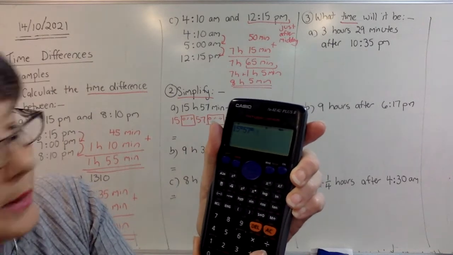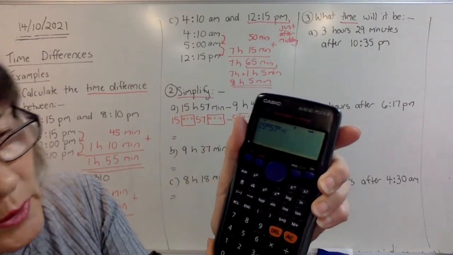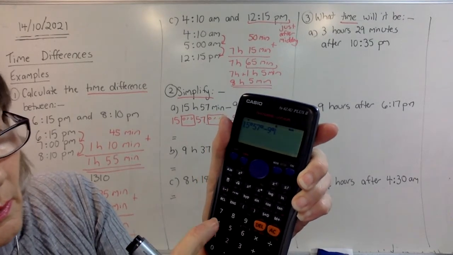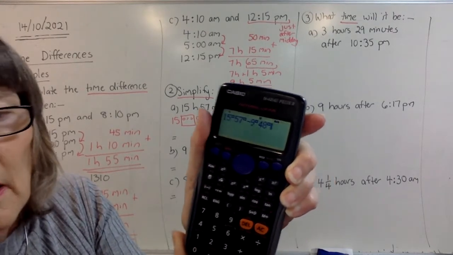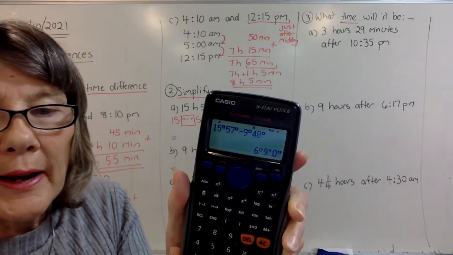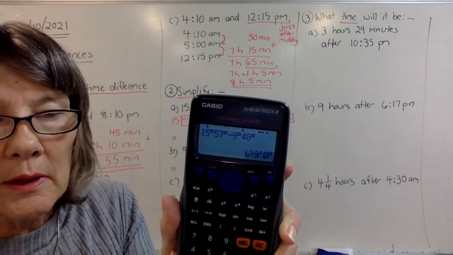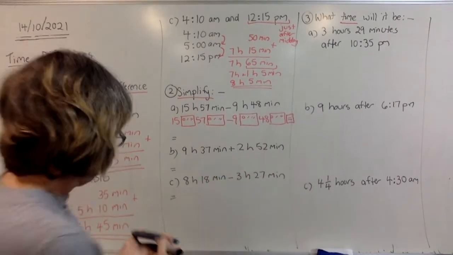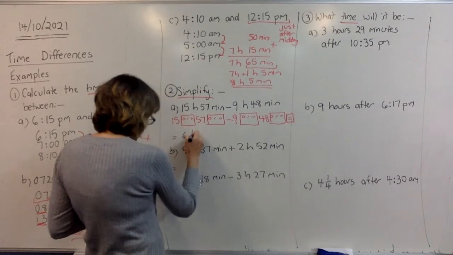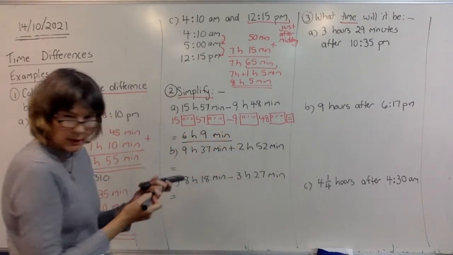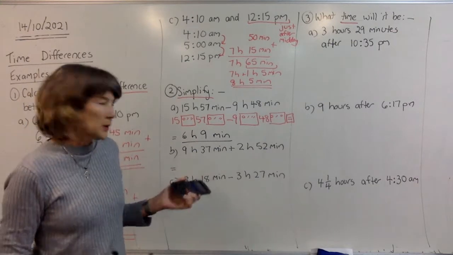Now we press our minus, and we want to do 9 hours, 48 minutes, so we're doing 9 hours, 48 minutes. Then we press equals. Now that answer is 6 hours, 9 minutes, and no seconds. So we're just going to write 6 hours, 9 minutes, and 0 seconds we're not going to bother with. It's just 6 hours, 9 minutes.